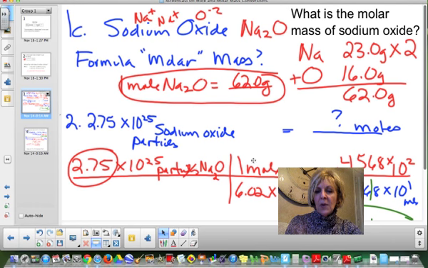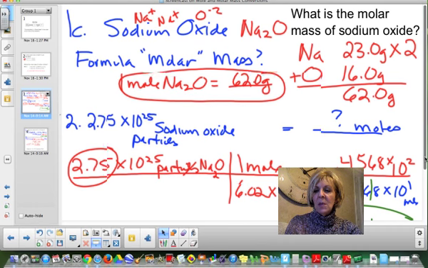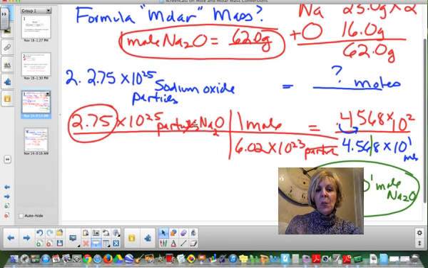Here's my Avogadro's number, 6.02 times 10 to the 23 particles in a mole. And I just use my factor labeling skills to put the Avogadro's number on the bottom so the particles cancel. And I have 1 mole. I do the math. I subtract my exponents, because that's what I do when I divide. I have to move the exponent to get it into scientific notation. And then because I have 3 sig figs here, I have to have 3 sig figs in my answer. And so I round it to 4.57 times 10 to the 1 moles of sodium oxide. All right, great. Let's try another problem.